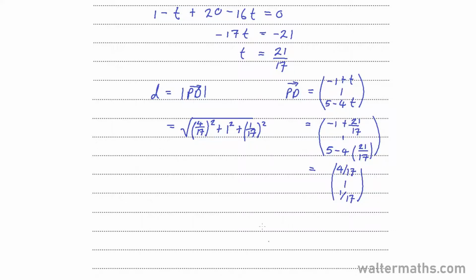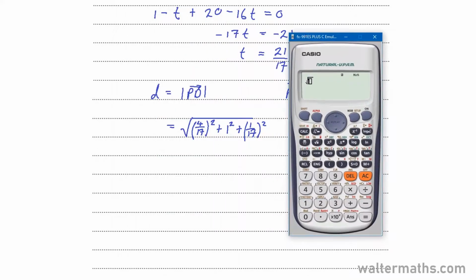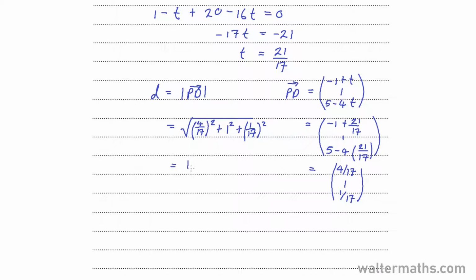So using our calculator, that will be the square root of 4 over 17 squared, plus 1 squared, plus 1 over 17, and that's all squared again. And that's going to give us 1.0323 or so. So we get the answer as 1.03. So that is the perpendicular distance we're looking for. Let's scroll down to part C.